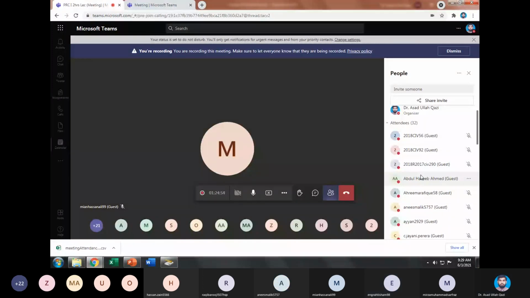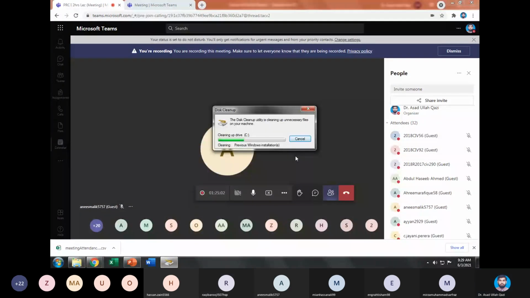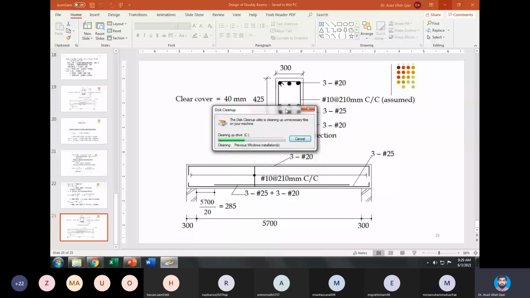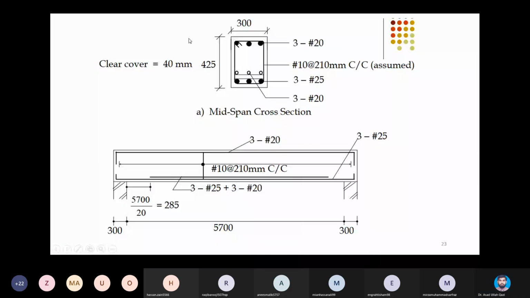Okay, okay. And my point was, let me go back to that. Yes, sir. The point I want to make, let me write that cover. So we started this problem with the assumption that our cover is 58 on the compression steel.